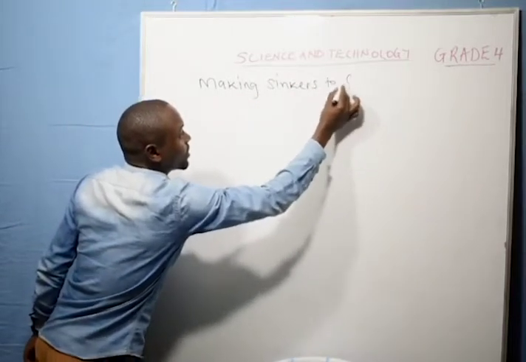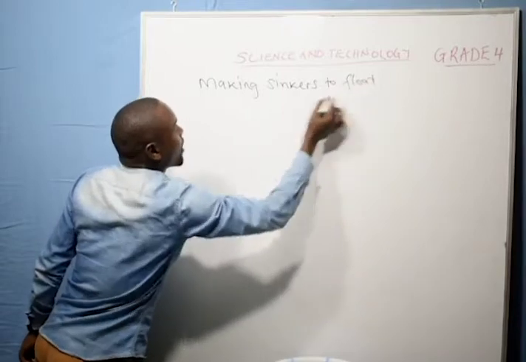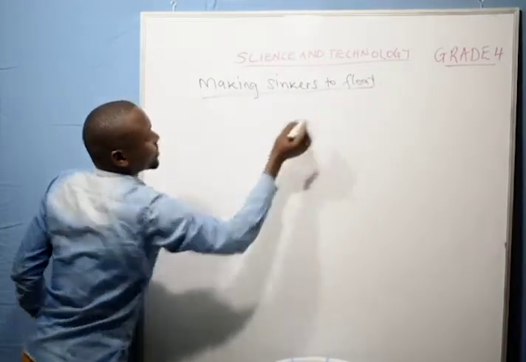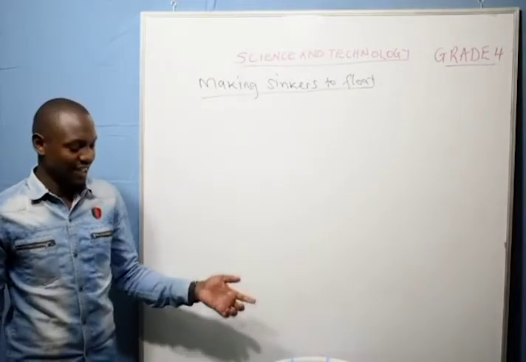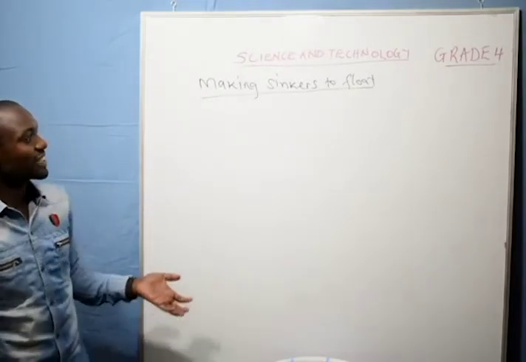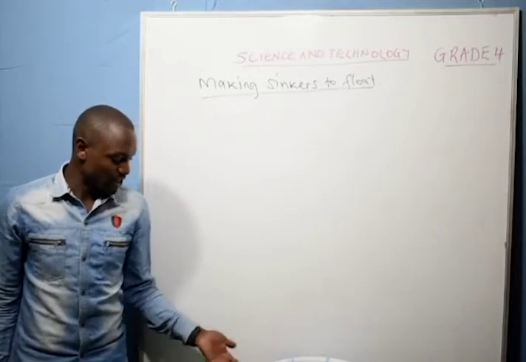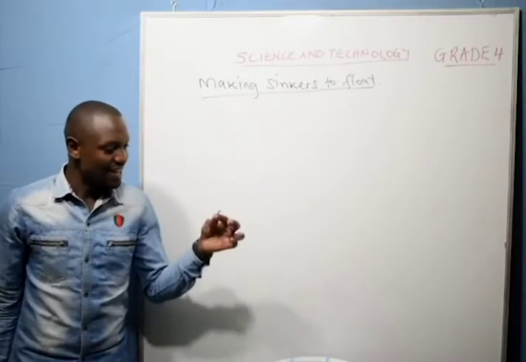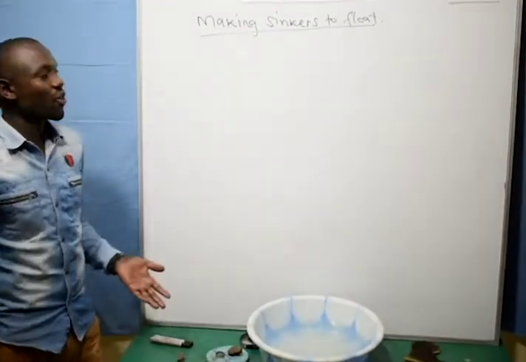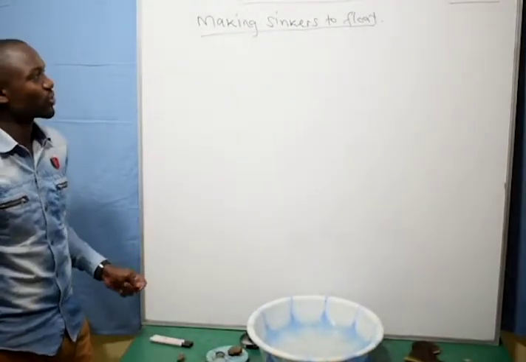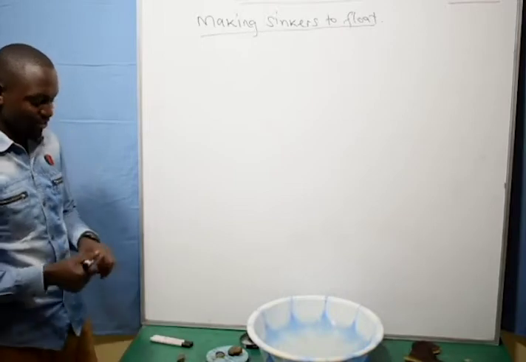How can we make sinkers float? What are sinkers? Sinkers are materials which sink in water. Examples of sinkers are stones. We also have a nail. A nail can sink in water. And also a coin. A coin, when placed on water, is going to sink. How can we make these sinkers float?